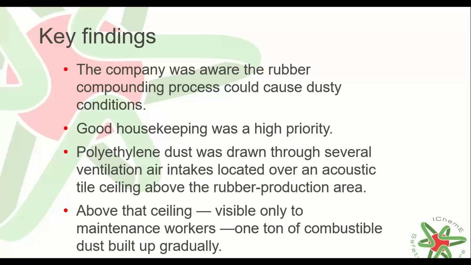However, polyethylene dust, which is used in the process in slurry form as an anti-tacking agent, was also drawn upward through several ventilation air intakes located over an acoustic tile ceiling installed above the rubber production area. Above that ceiling, which was only visible to maintenance workers, approximately 1 ton of combustible dust built up gradually. The first explosion dispersed other dust accumulations into the air around the production area and ignited them, causing a more devastating secondary explosion and fires.